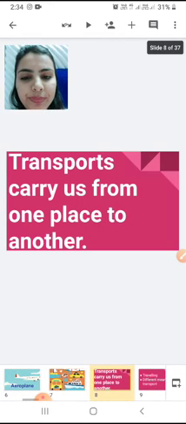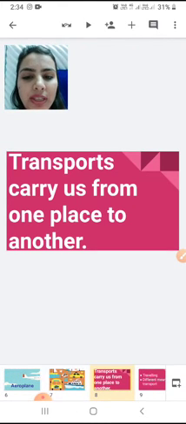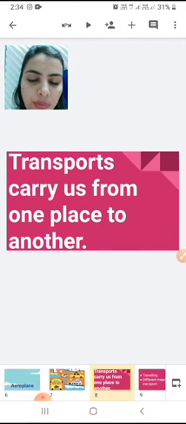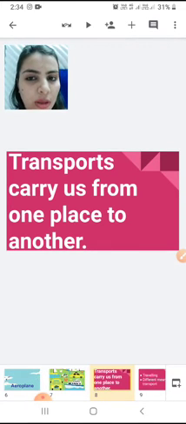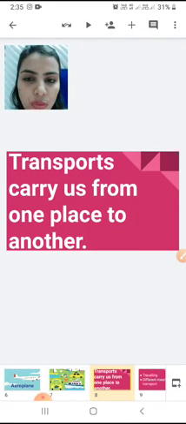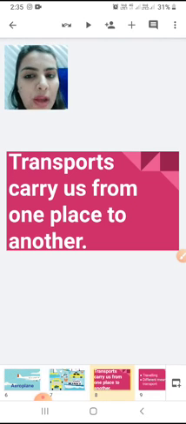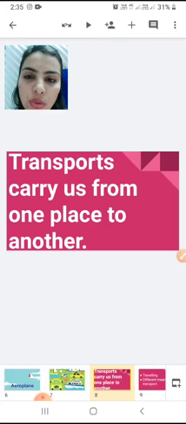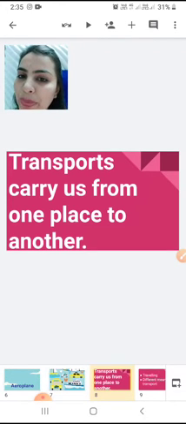Now see, transports carry us from one place to another. Whenever we want to go from one place to another, we use the means of transport. There are so many different kinds of transports. Whenever we want to go from one place to another, or send goods from one place to another, we use transports.